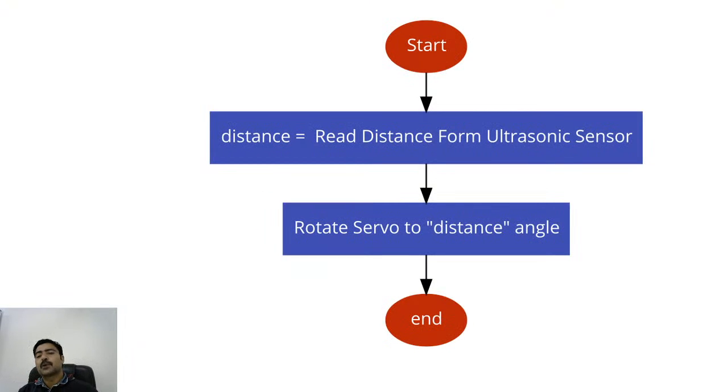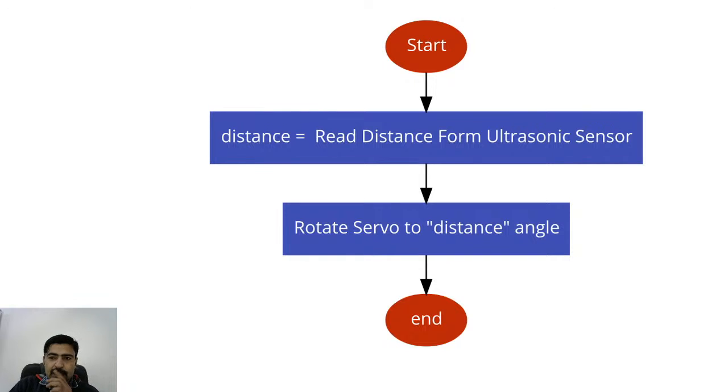Start the processing, read the distance which is measured with the help of the ultrasonic sensor, and write the distance on the servo motor. So based on the distance, your servo motor will change the angles. And like this, you will execute your project too.